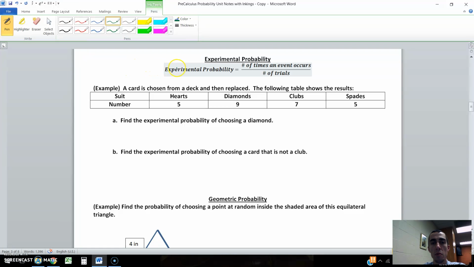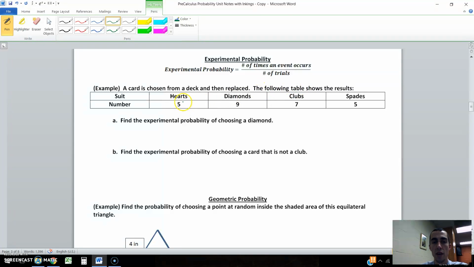With experimental probability, we're doing trials of an experiment. So we're running an experiment multiple times, and we measure how many times each event occurs. For example, cards chosen from a deck and then replaced. The following table shows the results.